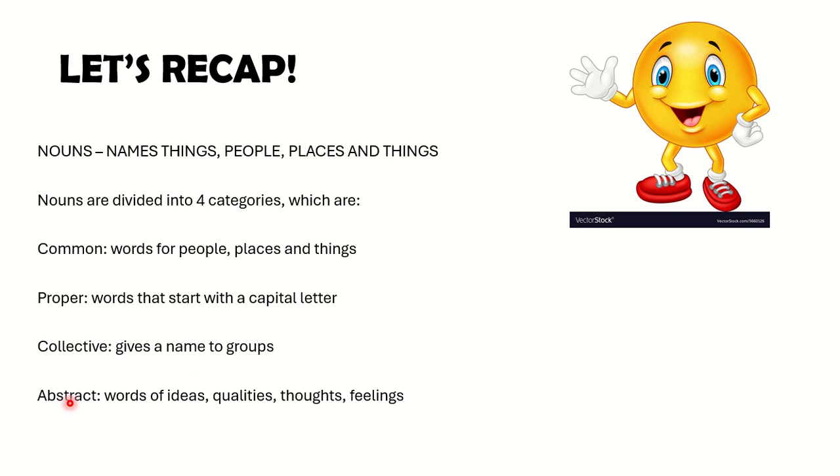Then we have our abstract noun, which are words of ideas, qualities, thoughts, and feelings. We can't see it, we can't touch it, but we can experience it in these ways. Sometimes they're a demonstration of it, but these are where the abstract nouns will fall into: ideas, qualities, thoughts, and feelings.